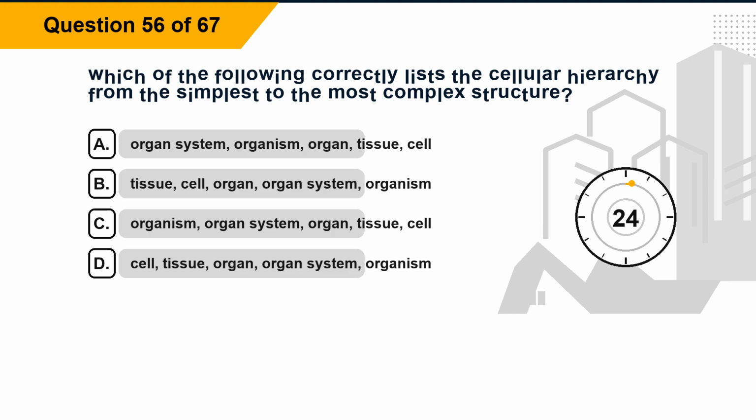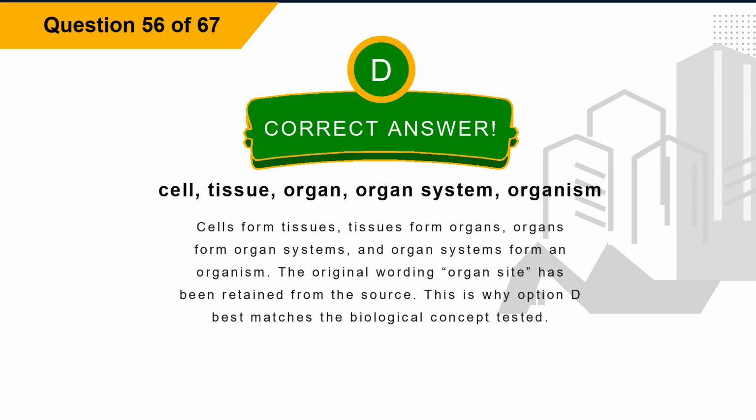Question 56. Which of the following correctly lists the cellular hierarchy from the simplest to the most complex structure? Option A, organ system, organism, organ, tissue, cell. Option B, tissue, cell, organ, organ system, organism. Option C, organism, organ system, organ, tissue, cell. Option D, cell, tissue, organ, organ system, organism. The correct answer is option D, cell, tissue, organ, organ system, organism.